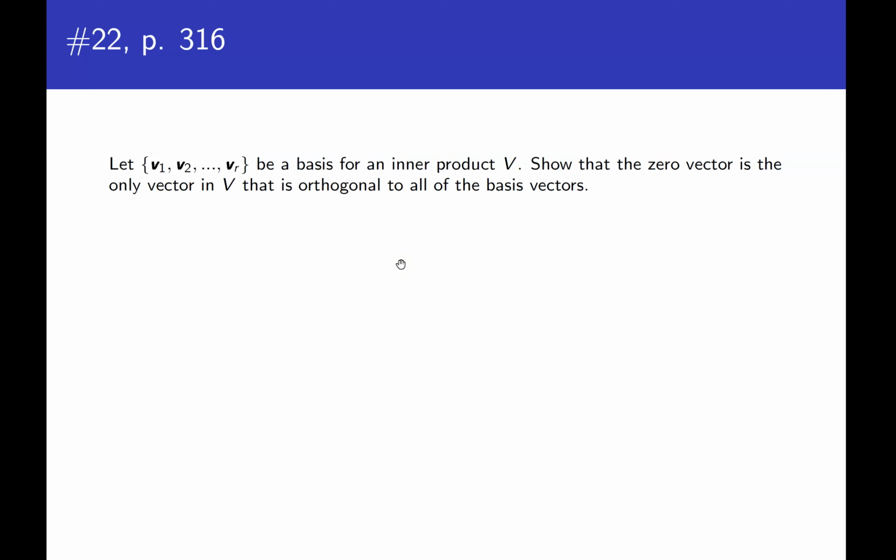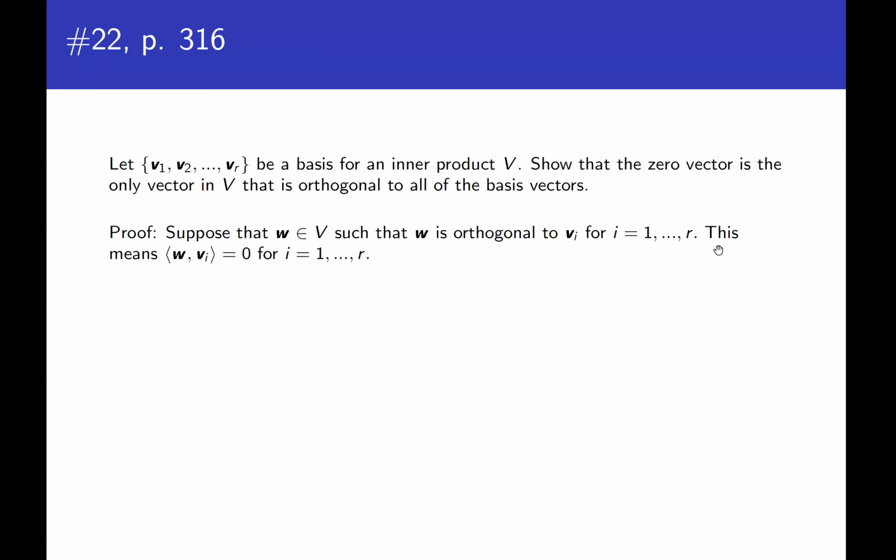Okay, so let's suppose that we have a vector that is orthogonal to each of these basis vectors. So we're going to assume that W, some vector in V, is orthogonal to each of these, so each V sub i for i running from 1 to r. So what does orthogonal mean? Well, orthogonal means that when I take the inner product of the vectors, I get 0. So the inner product of W with each V sub i must be 0.